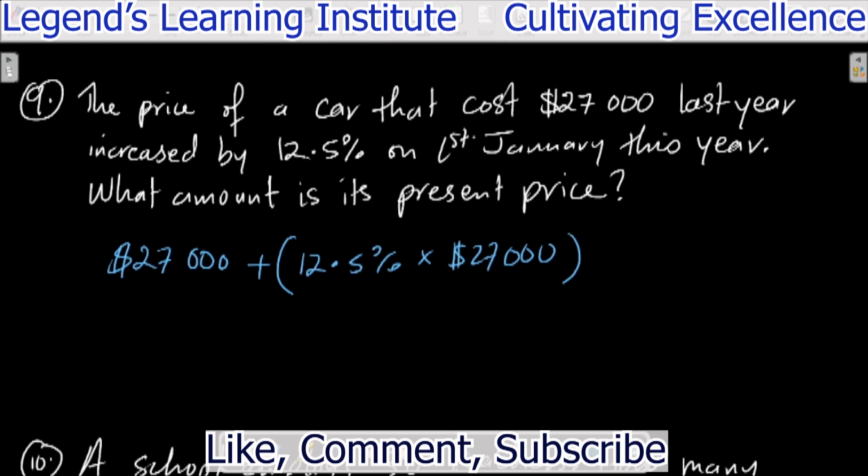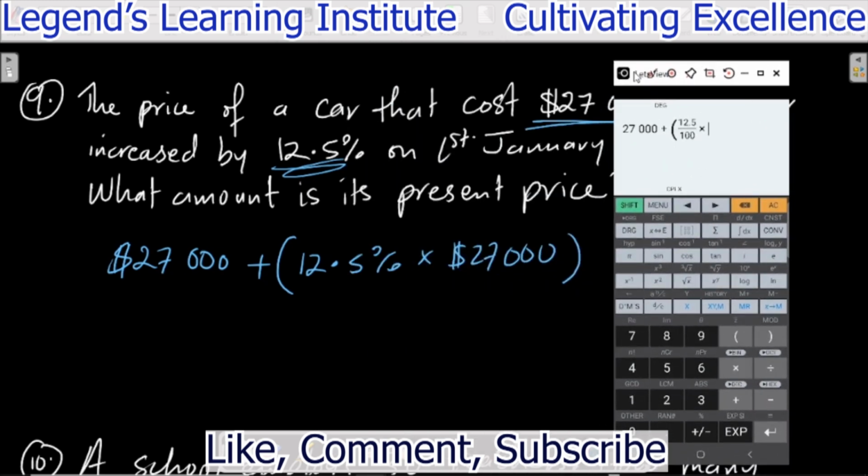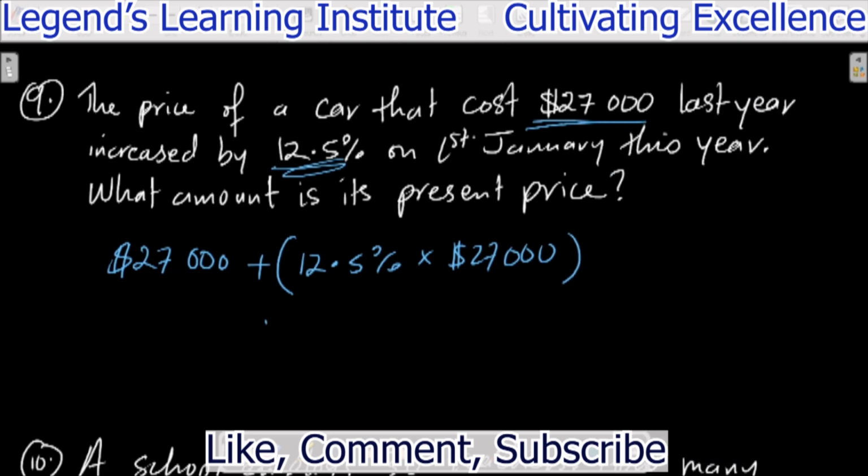So you first have to find 12.5% of 27,000 and then add that to the 27,000, because the 12.5% times 27,000 would give you the amount of the increase. So you have to add that amount of the increase now to the 27,000 to get the new price, right? So let's go ahead and do that. 27,000 plus open bracket 12.5 over 100, because 12.5% is 12.5 over 100, times 27,000, and that gives us $30,375, and that's the answer there, right?